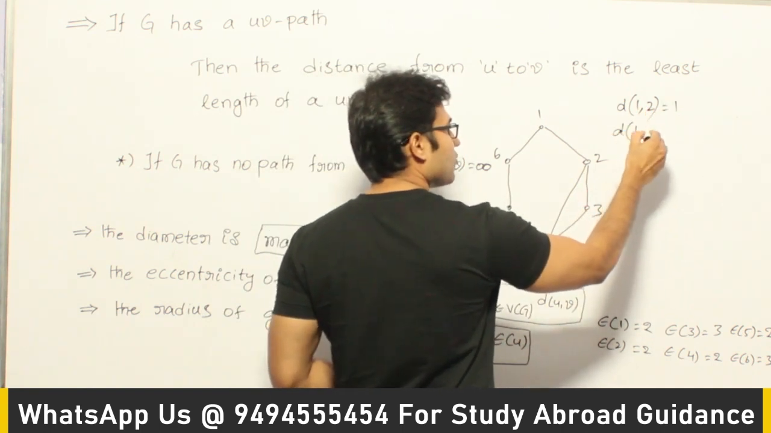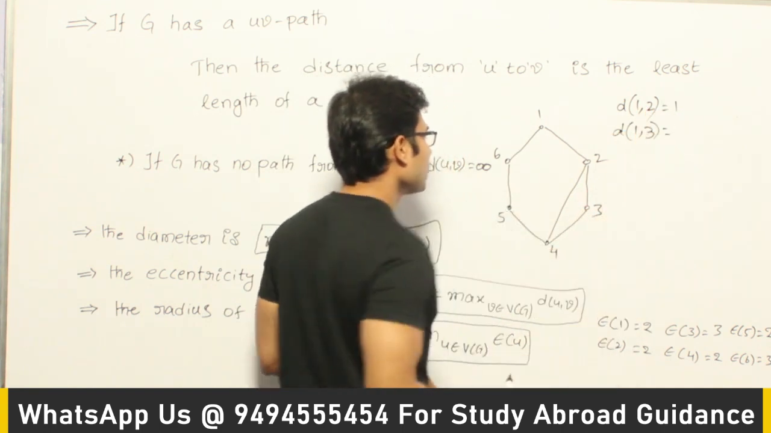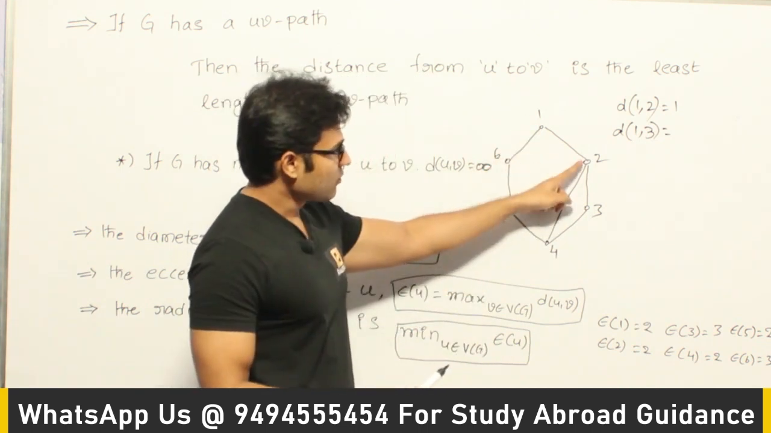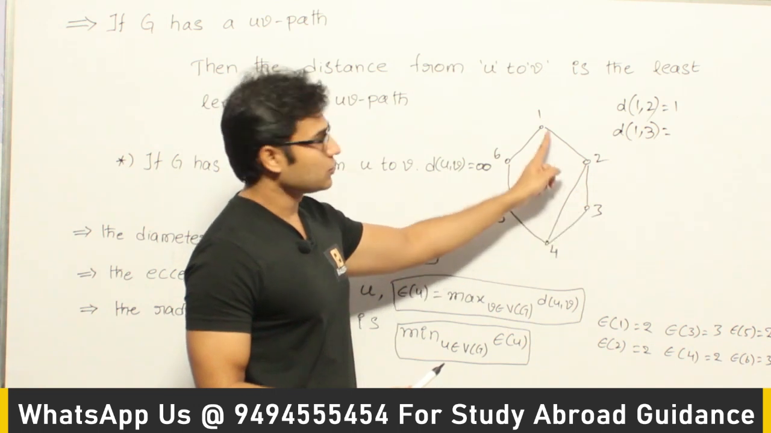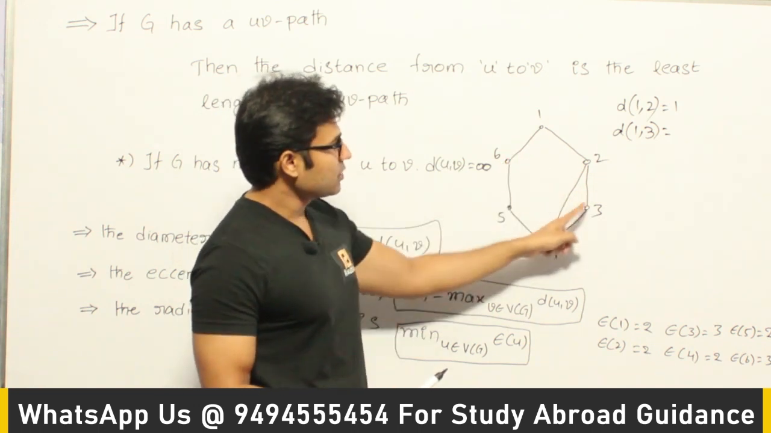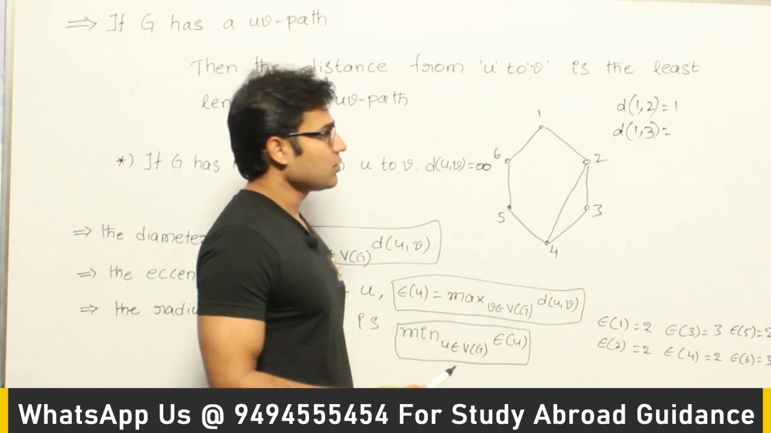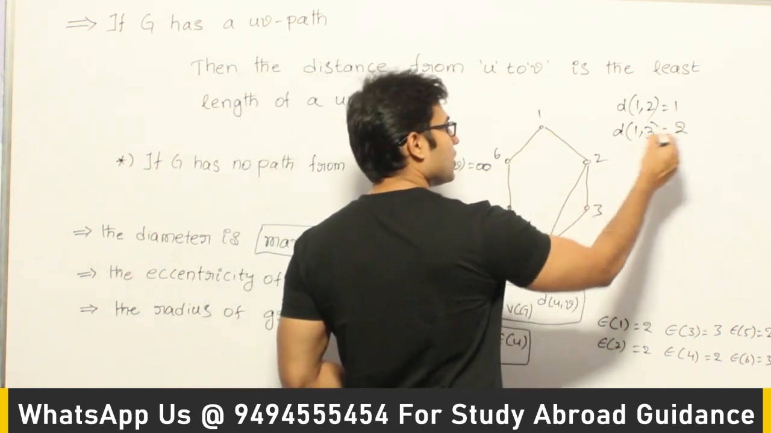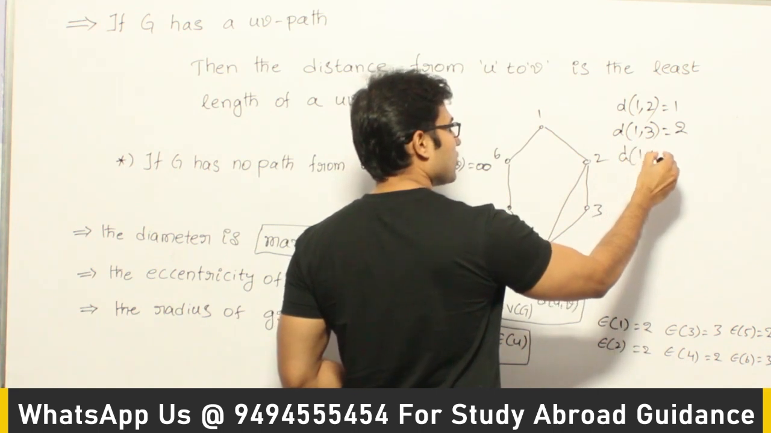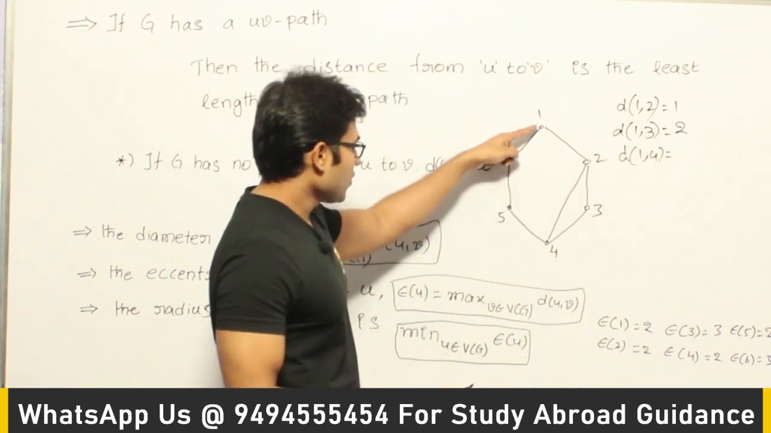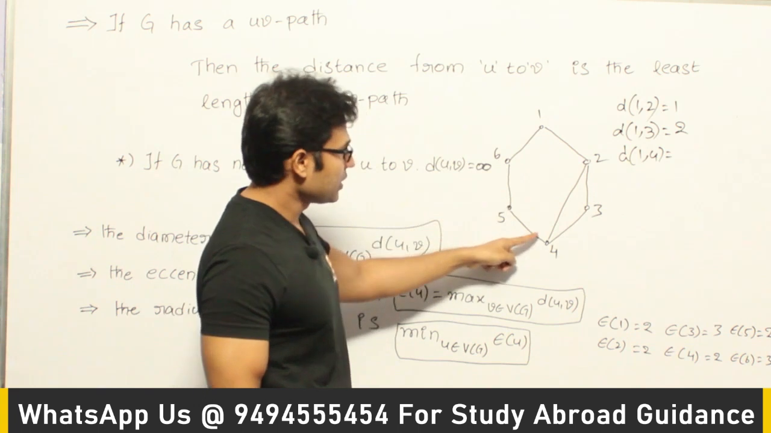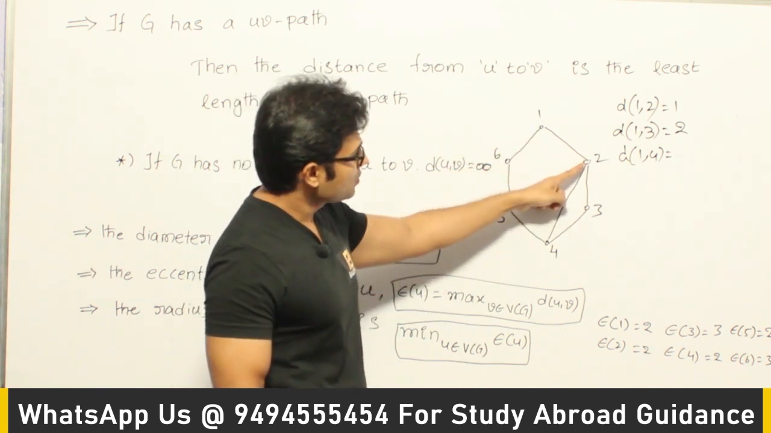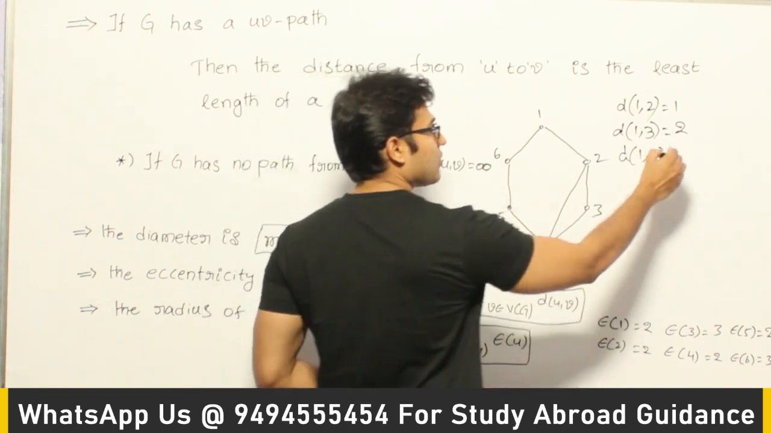Similarly, what is d of 1 comma 3? From 1 to 3, how many paths are possible? One path contains two edges, and the other path contains more edges. Therefore the least one is 2, so d of 1 comma 3 is 2. What about d of 1 comma 4? One path contains 1, 2, 3, and the other path contains 1, 2. See this, one edge, two edges. Therefore d of 1 comma 4 is 2.